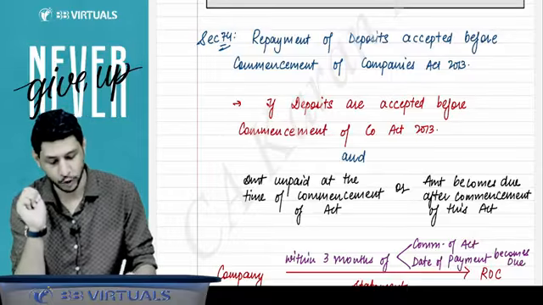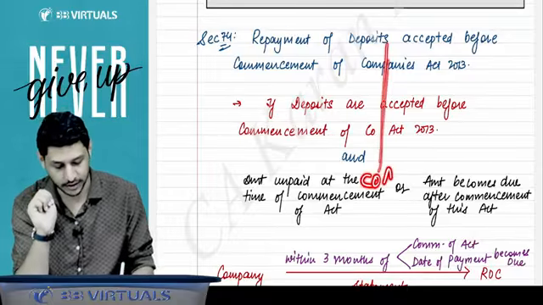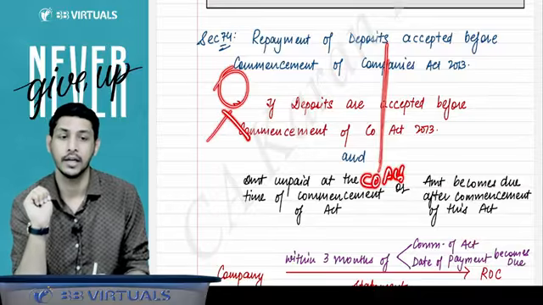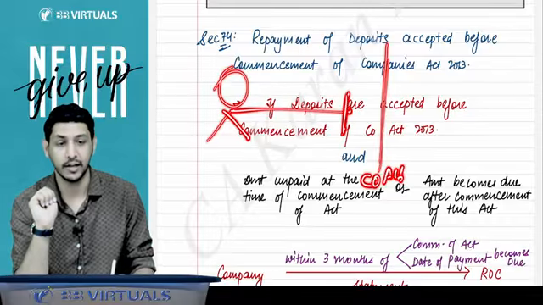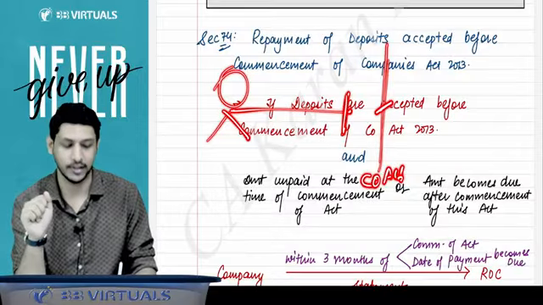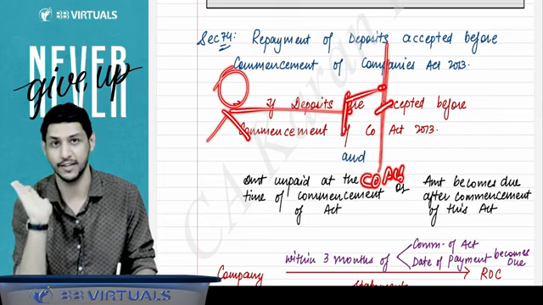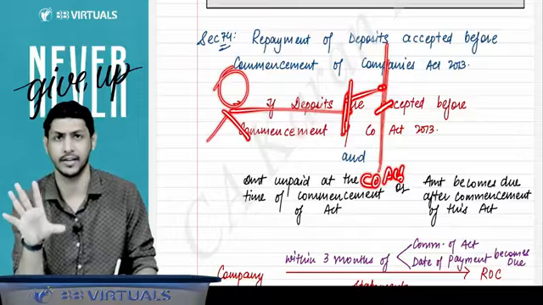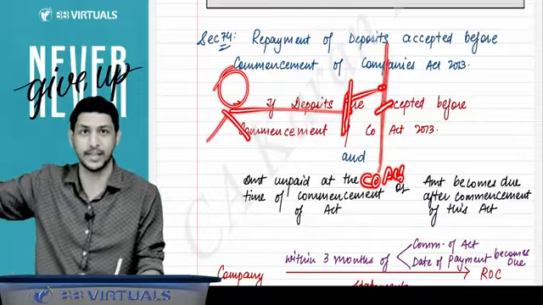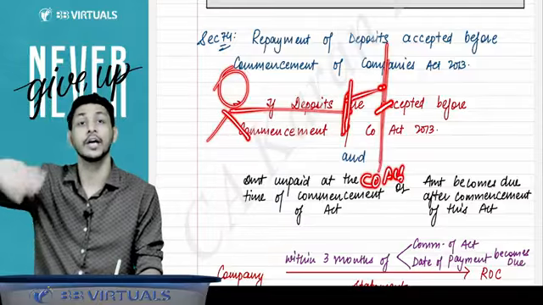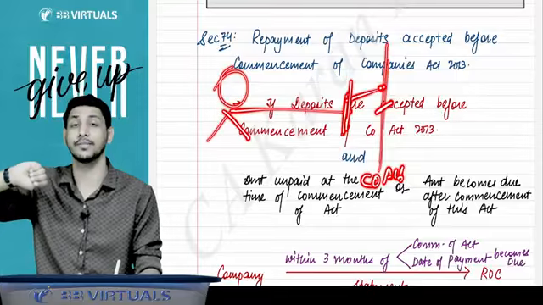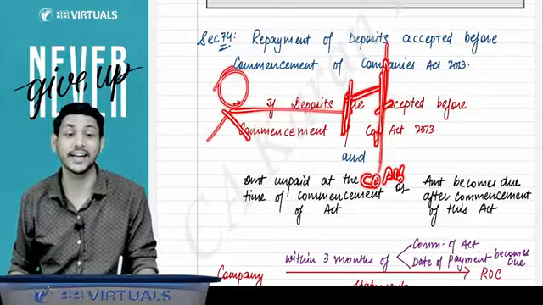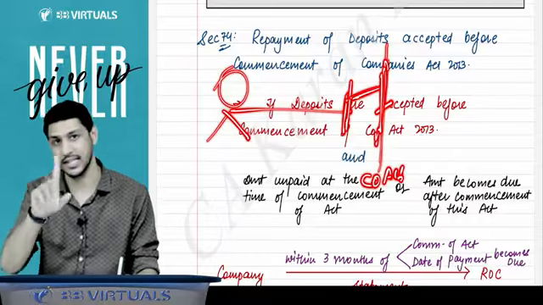First case: suppose on this date the Companies Act 2013 came into force. You accepted the deposits here. Your deposits got matured here, but at the commencement of this Act, your amount is unpaid. This is case 1. Your deposits got matured before the commencement of the Act, but the amount is still unpaid at the time of commencement of the Act.